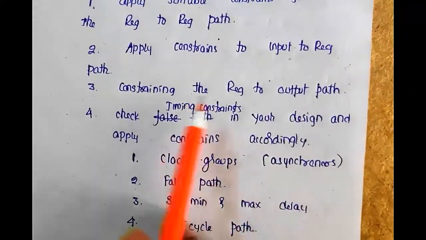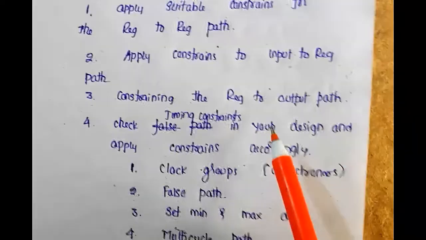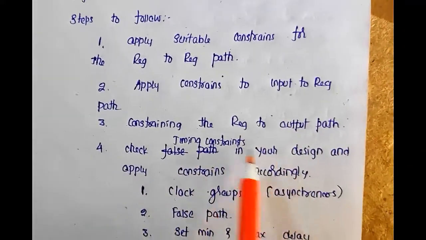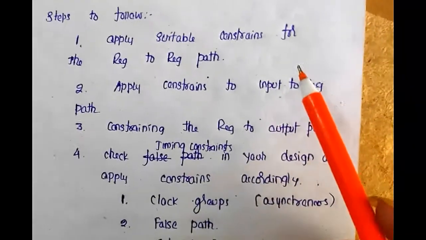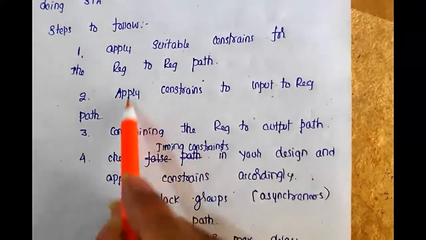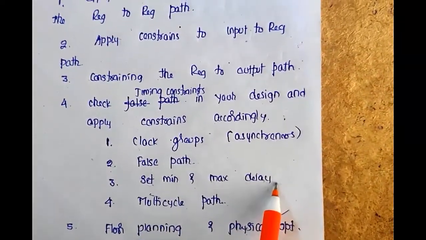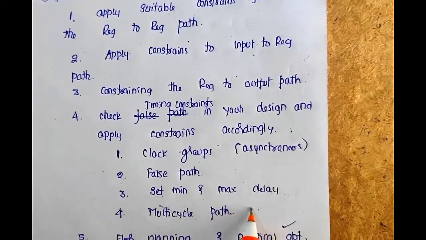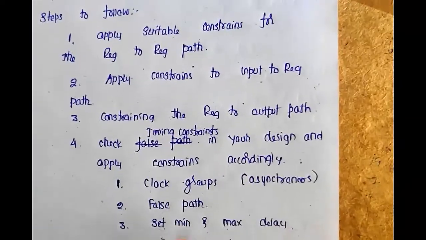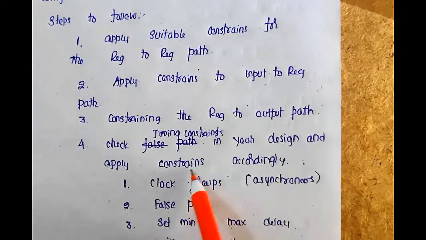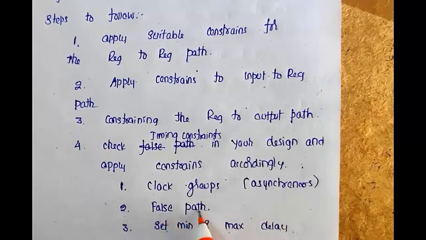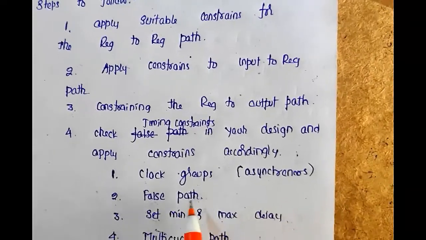Then you need to apply timing constraints. If after these steps the design does not meet the timing, you can check the timing constraints. If it is a pure combination, you know that there is no edge to edge path or input to edge path, so you can directly go to set min max delay. If it is a pure combination, directly come to this path. If it is not, you can come to this. Before that you have to check whether there is a false path or not, because it has a higher priority.